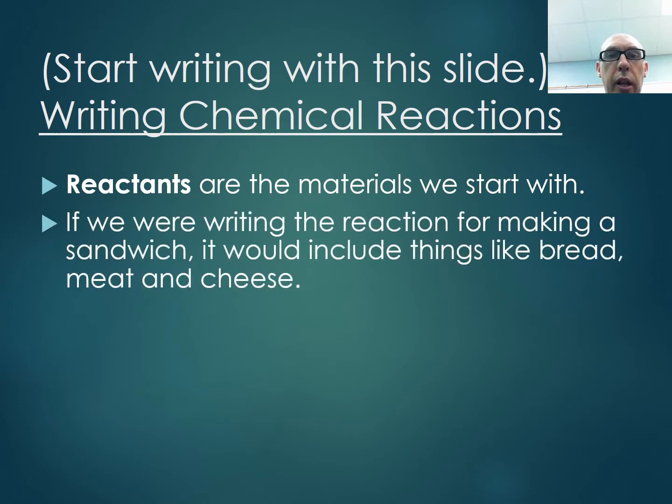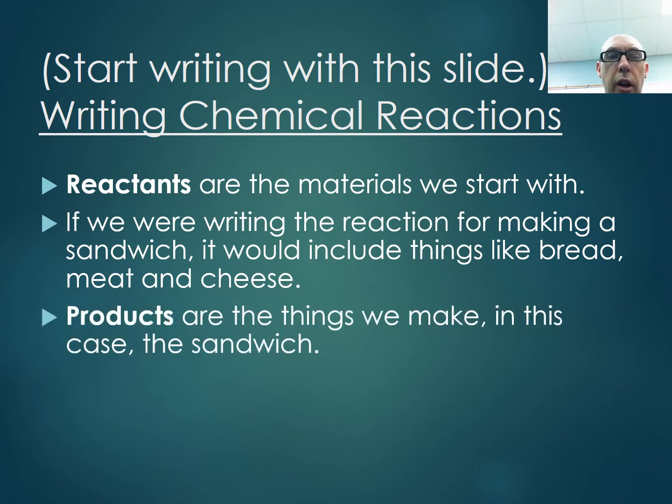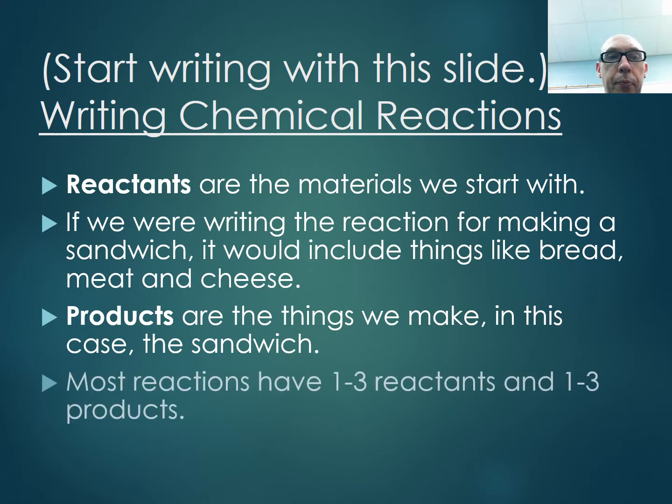And so if we're writing a chemical reaction for making a sandwich, the reactants would be things like bread, meat, cheese, things like that. In contrast, products are the things that we make. So reactants are the things we start with, products are the things we make. In this case, the sandwich. Most chemical reactions will have somewhere between 1 and 3 reactants and 1 and 3 products. They could have more, but most of the time it's 1 to 3 for each.